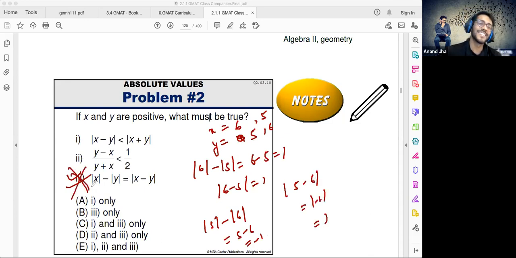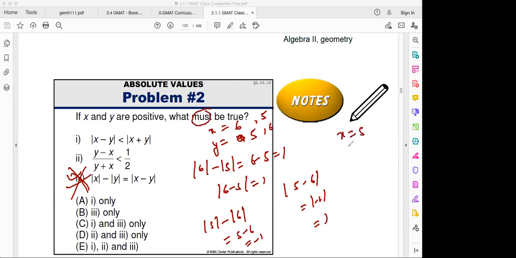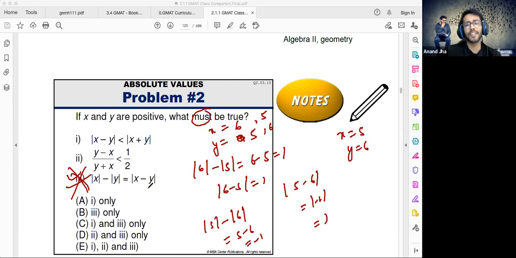3 is wrong. How come C is an option then? I took x as 5, y as 6. I can take both as positive. It doesn't say whether x is less than y or y is less than x. That's why it says it must be true. Mod of 5 minus 6 is mod of minus 1, which is 1. But what is mod 5 minus mod 6? It is minus 1 and this is 1. It's not equal. So 3 is not equal in this case. So 3 is gone. So my B is gone, my D is gone, my E is gone. I'm left with A and C only.